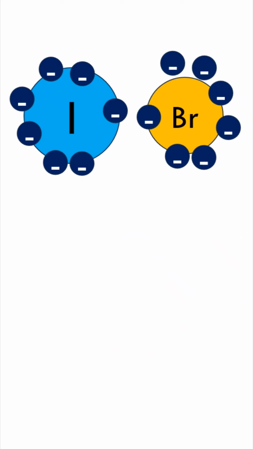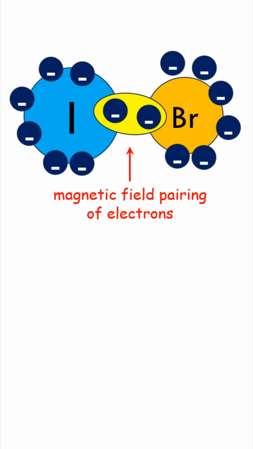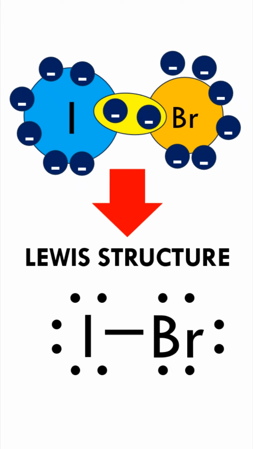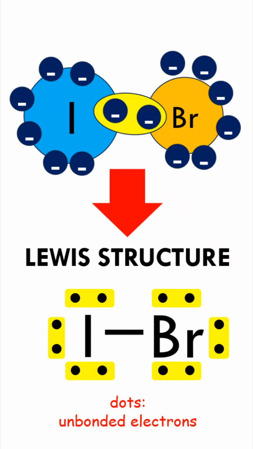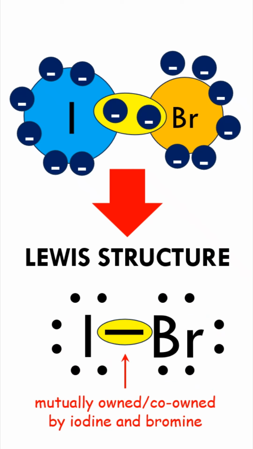Let's draw this Lewis structure. Some compound substances are formed when the electrons of its atoms pair up their magnetic fields. This is called covalent bonding, which we can represent with a symbol called a Lewis structure. Line segments like this one represent the covalent bond, and the dots represent the unbonded electrons around each atom. Now, the two electrons in this covalent bond are mutually owned by these two atoms.